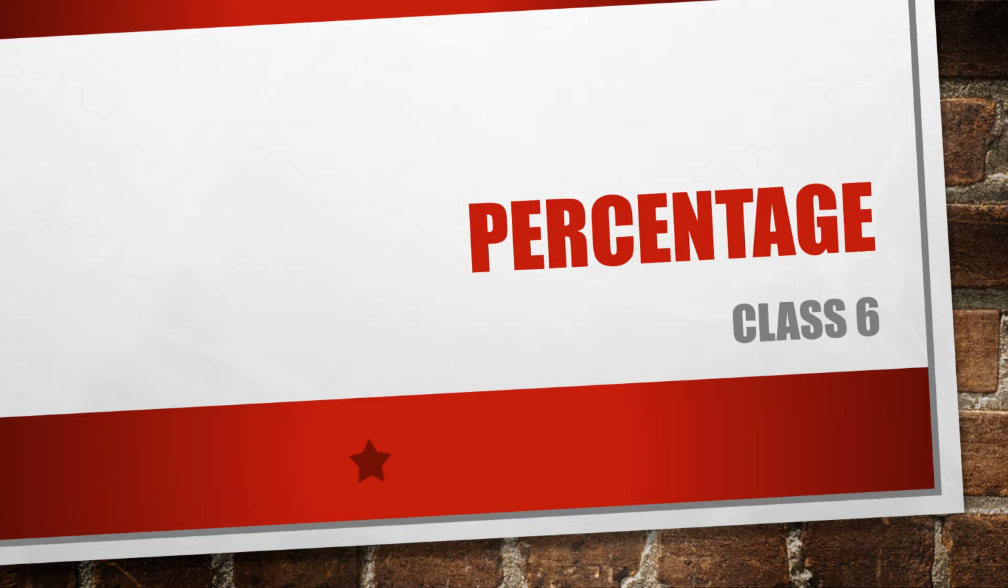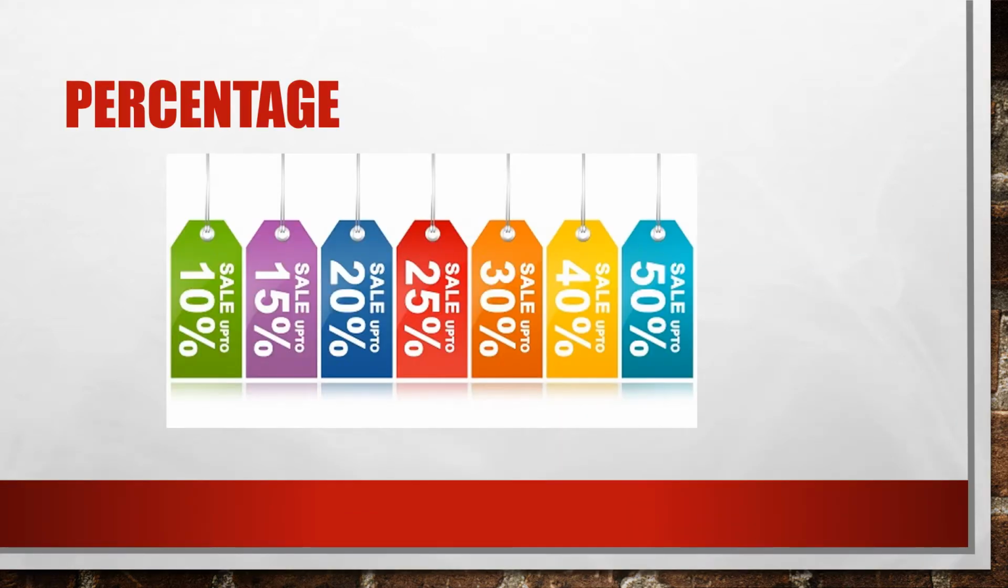No doubt that you all must be visiting different shopping malls and food malls to spend some quality time with your parents, isn't it? And with your friends as well. So when you visit those shopping malls, isn't this something you must have seen? Sale up to 10%, 15%, 20%, 25%, 30%, 40%, 50%. So what does this actually mean? What does 10% mean, and 10% of what?